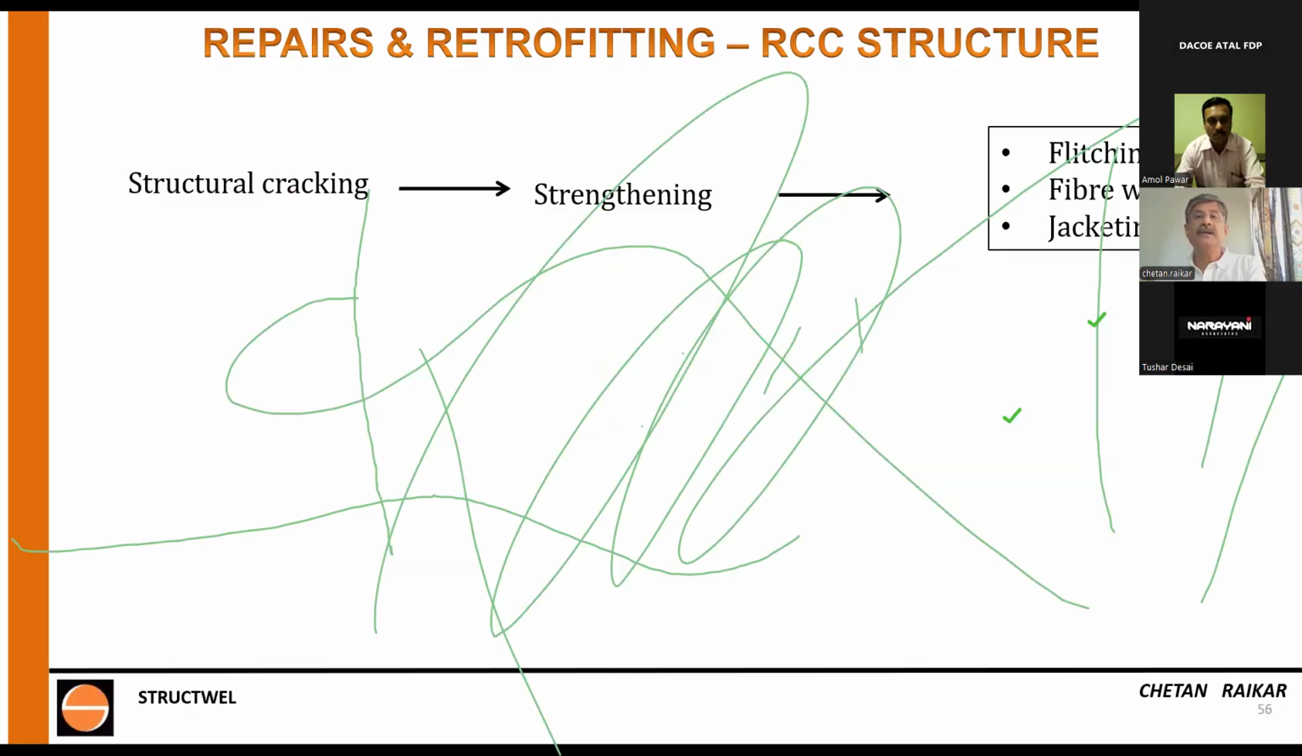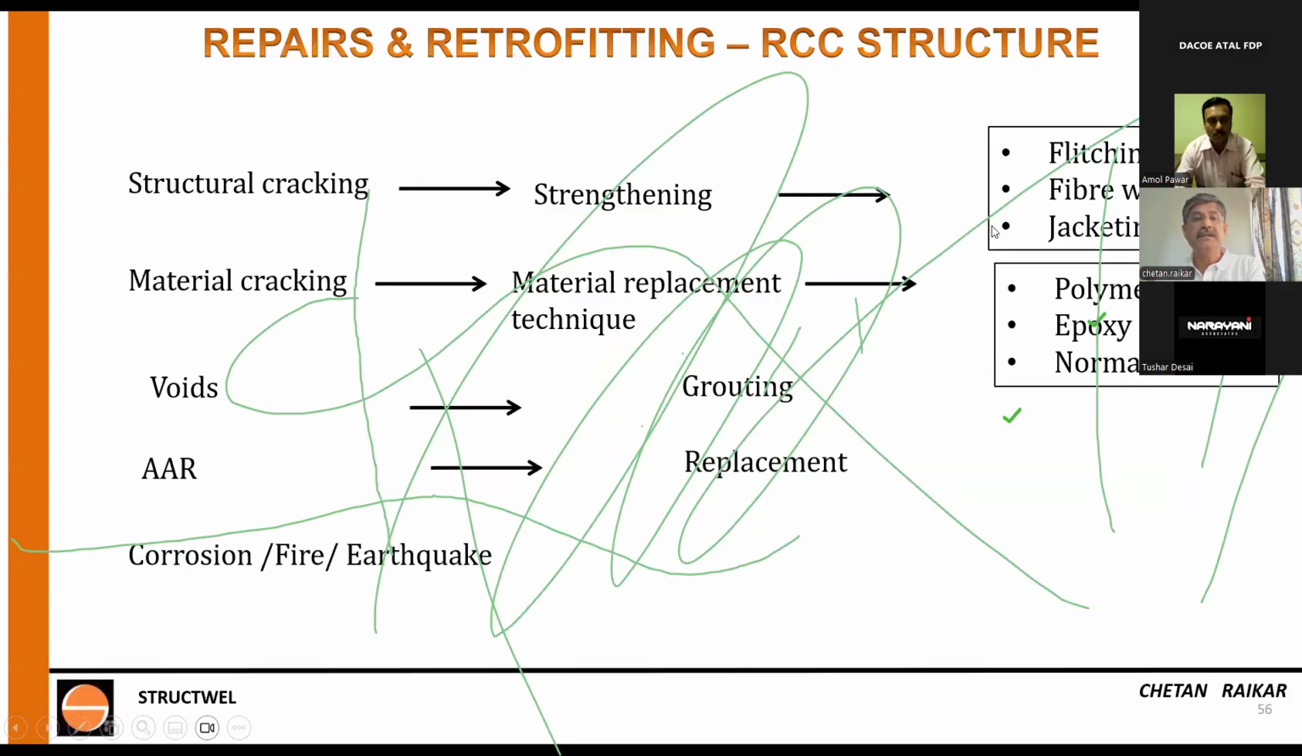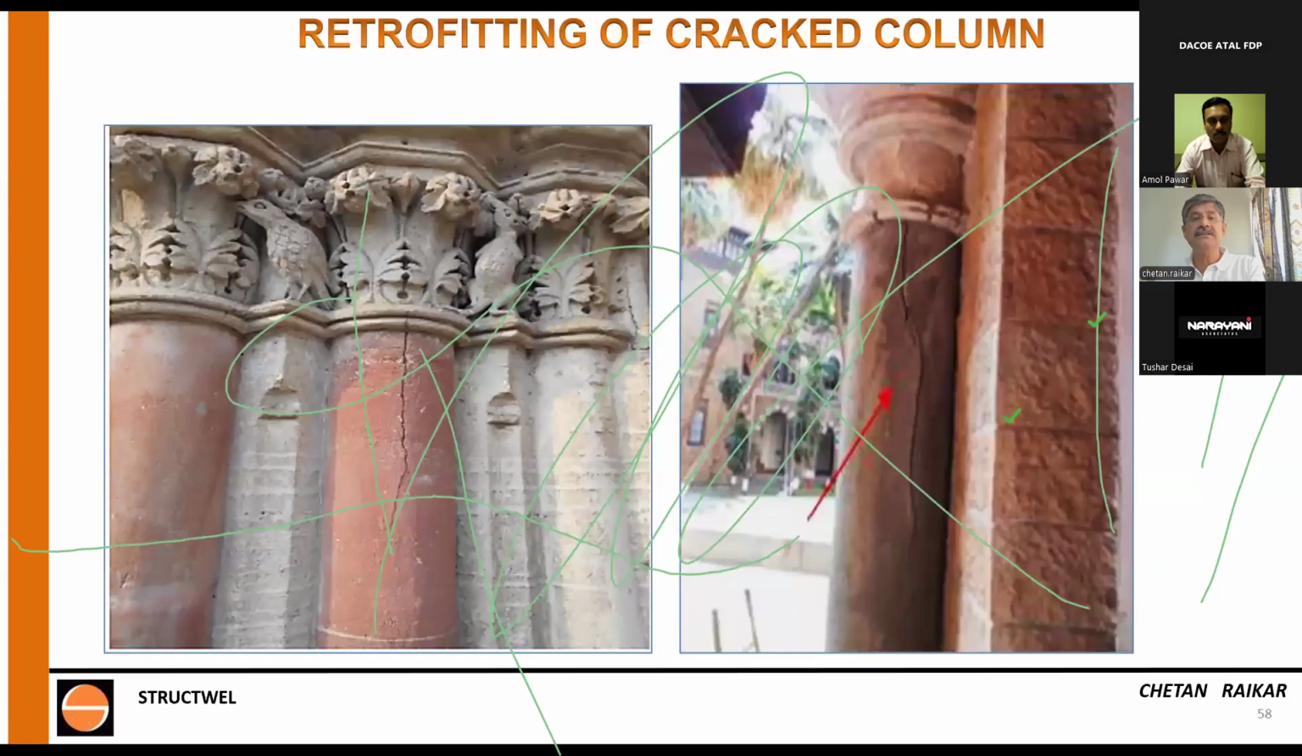Repairs and retrofitting in RCC structures. These are the techniques for structural cracking and strengthening. This is very simple, you can study this slide individually. I need not elaborate. Time is limited, so let's see case study one.